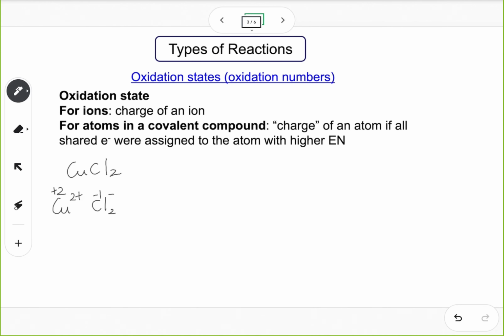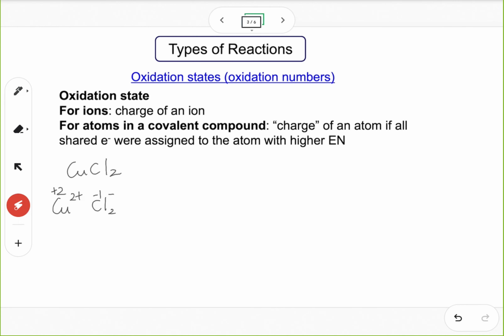I do want to remind you about one thing. When we label a charge, we write the number first and the sign followed. Okay, like 2 plus and 1 minus. But when we write an oxidation state, we write the sign first and the number followed. Okay, and so this is for the ions.